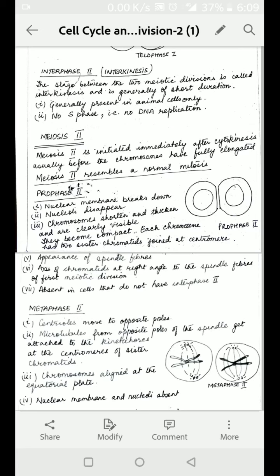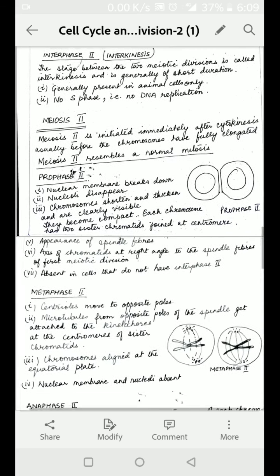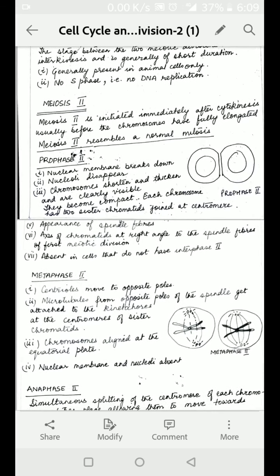Prophase 2 is followed by metaphase 2. As you can see in the diagram here for metaphase 2, the centrioles have moved to the opposite poles. The microtubules from the opposite poles of the spindle get attached to the centromere of the sister chromatids, and the chromosomes align at the equatorial plate. The nuclear membrane and nucleoli that disappeared during prophase 2 are not visible in metaphase 2.